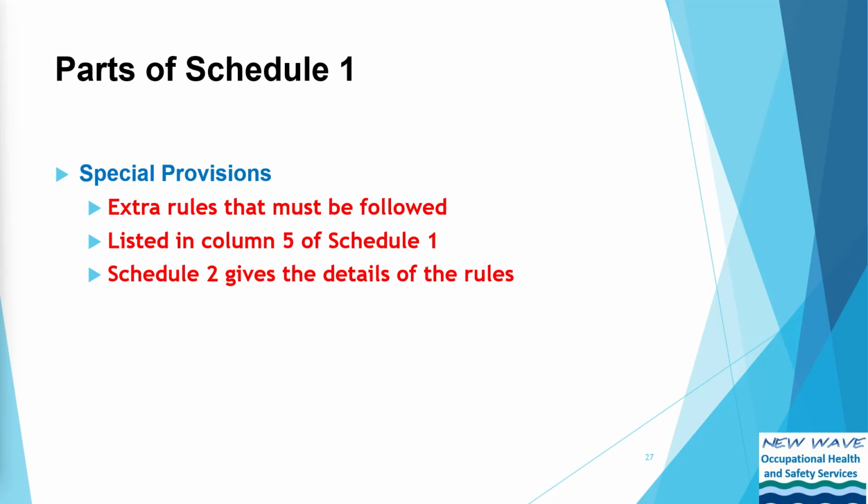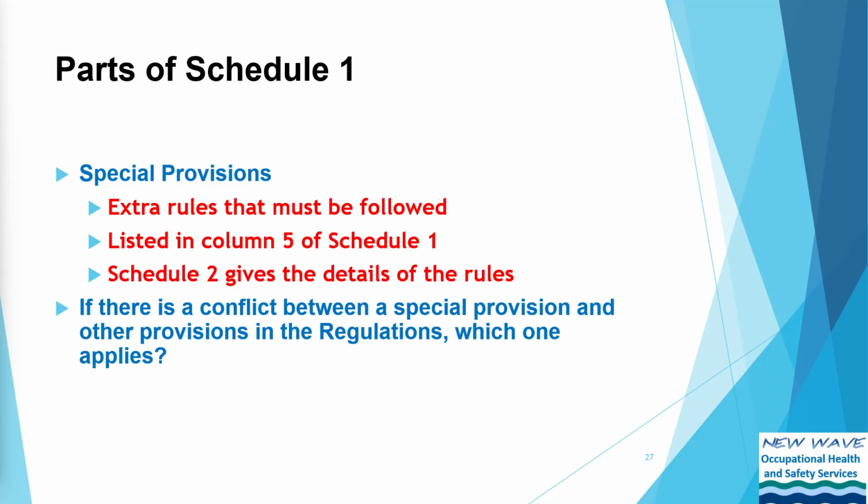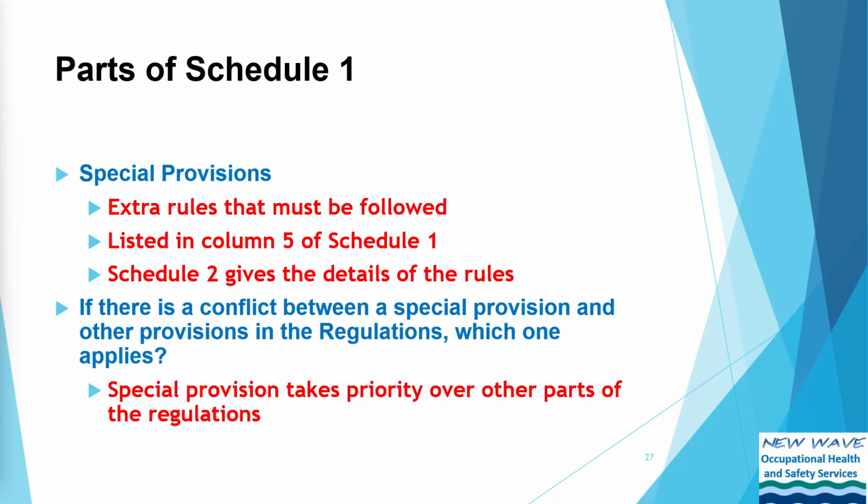After packing group in Schedule 1, we have special provisions. These are extra rules that must be followed. They are referenced by number in Column 5 of Schedule 1, but the details are actually found in Schedule 2. Question: there are a lot of rules in the regulations. If there's a conflict between special provision and other provisions in the regulations, which one applies? If you said special provision, you're right. Special provisions take priority over all other parts of the regulations.